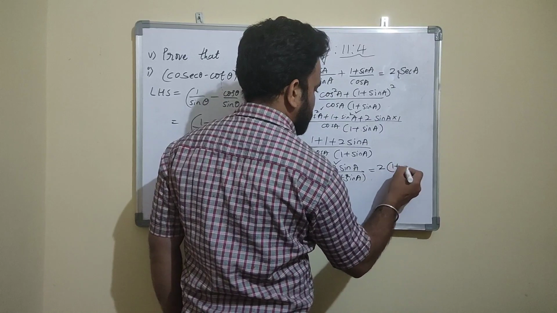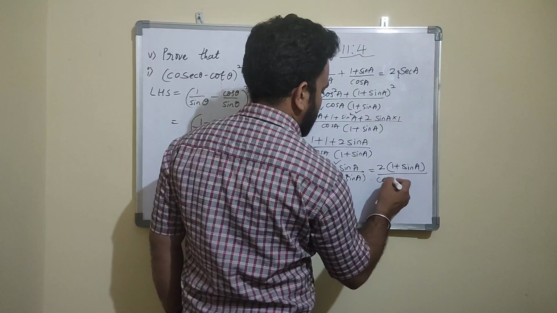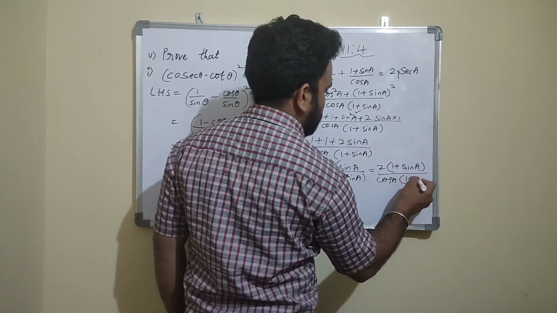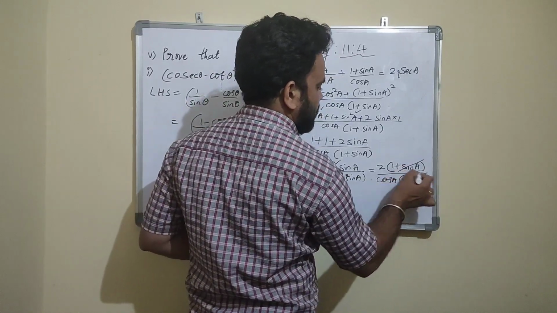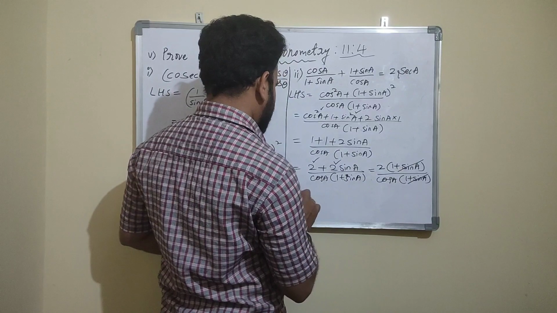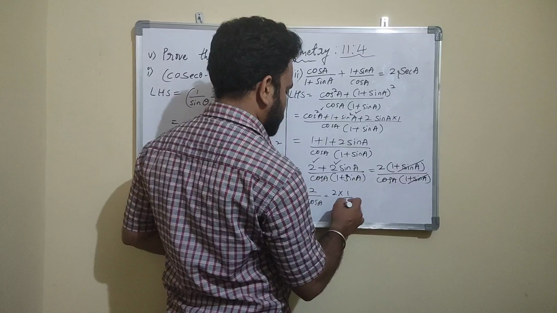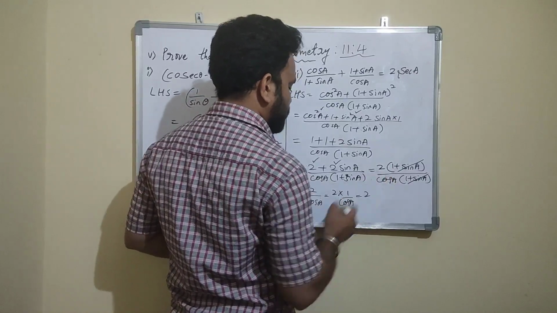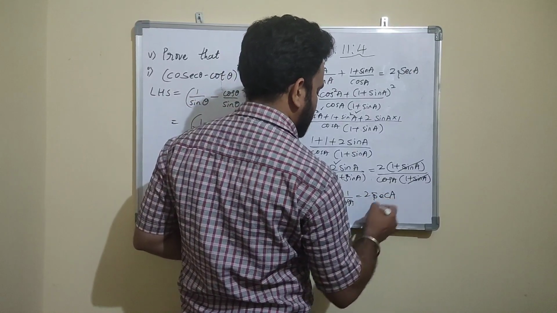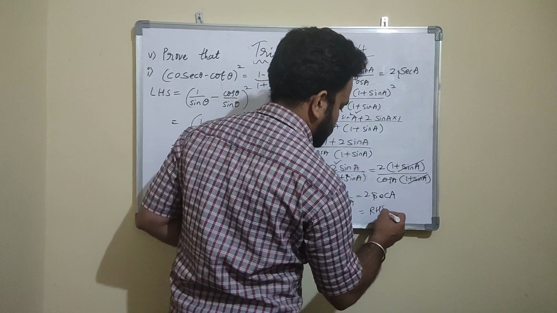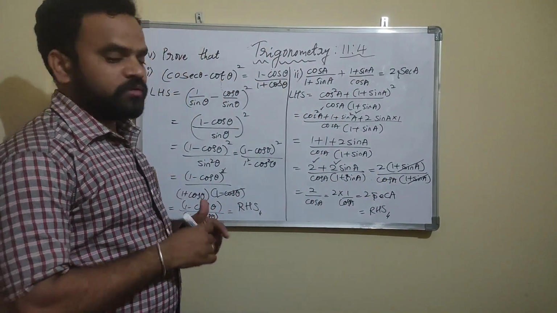Remaining is 1 plus sin a divided by cos a into 1 plus sin a as it is. Similar terms cancel, that is 1 plus sin a and 1 plus sin a cancel. What is remaining? Remaining is 2 by cos a. This can be written as 2 into 1 by cos a, which is 2 into sec a, that is secant a, which is the RHS. So this is how we can prove the second question also.